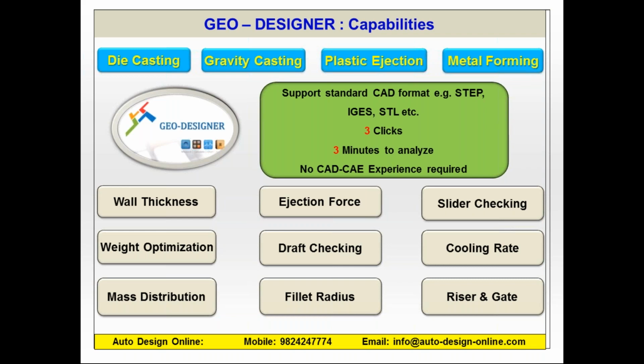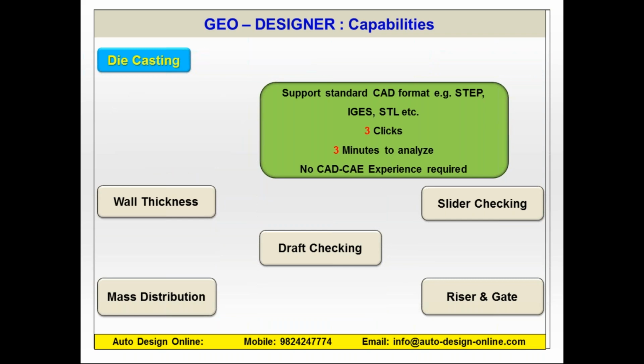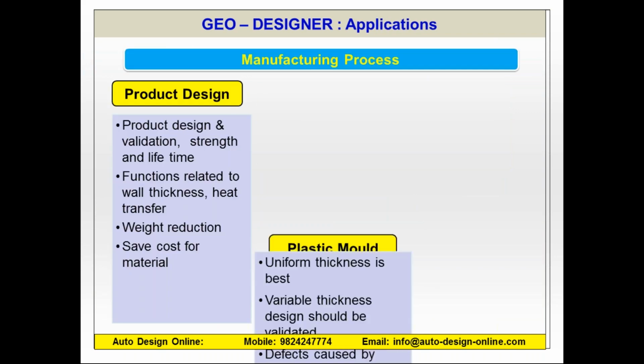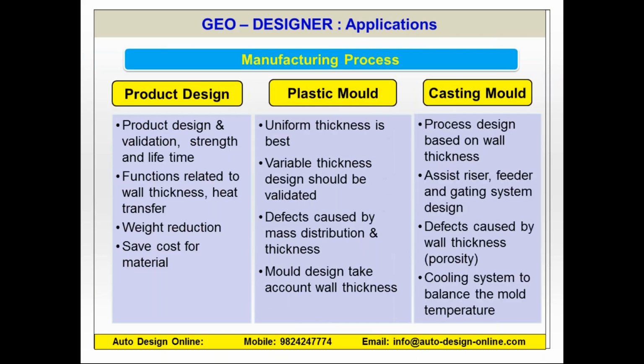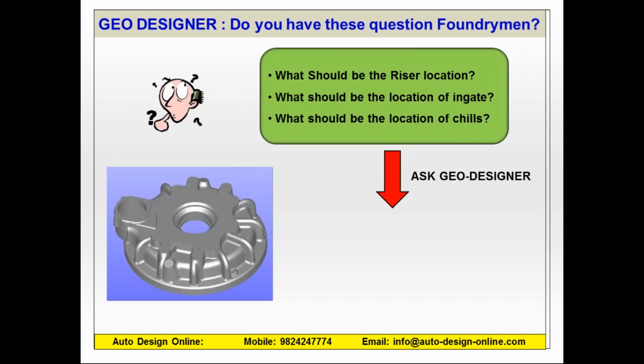Because it requires basically 3 clicks at 3 minutes to analyze the complete casting part, we call it a 3-click software. Now, how can we do this for various processes, whether you are at the product design stage, in the plastic mold, the stamping part, or the casting mold? For all the stages, the software can be used for different types of industry. We will, however, focus in this session only on the casting part.